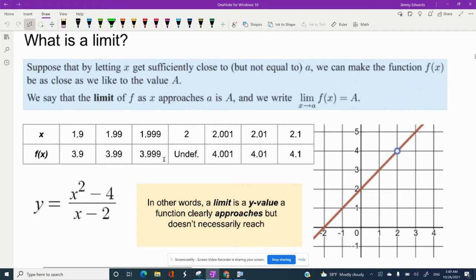And clearly, the limit as x approaches 2 of f of x clearly equals what? 4. Obviously, this function clearly wants to be 4 at x equals 2. So that's the idea of a limit. A limit is what the function wants to be as x gets sufficiently close to, but not equal to, a function value.